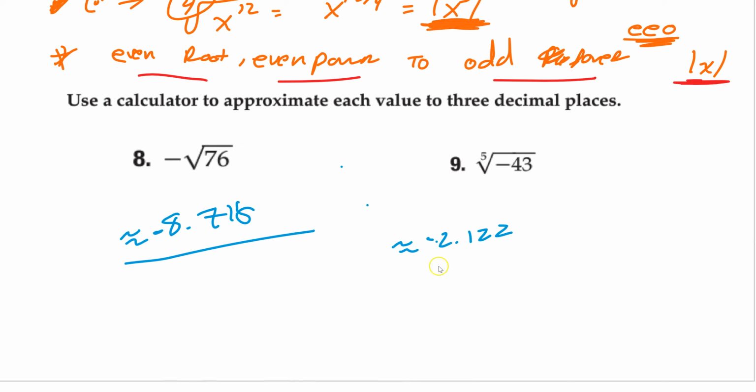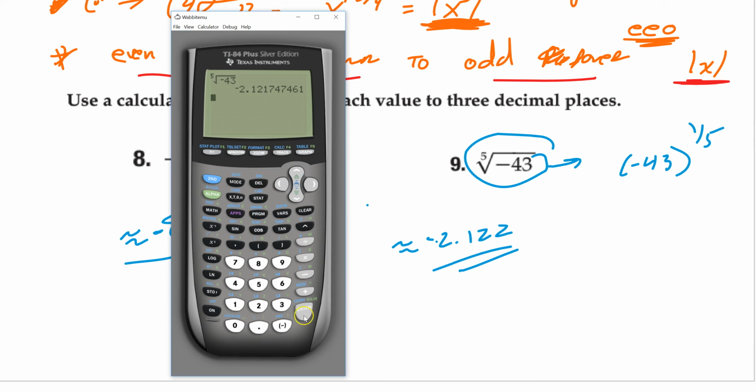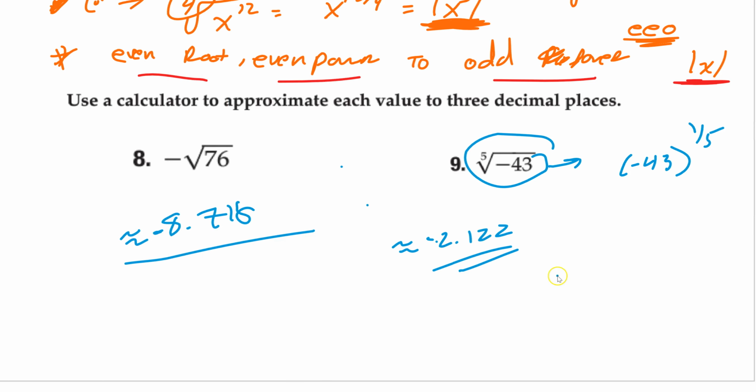Now that's one way to do it. I'm going to show you another way to do it also. You can rewrite this as negative 43 to the 1/5 power. So that's another way you can write it in your calculator. If you go parentheses, negative 43, close the parentheses, to the 1/5 power, it gives you the exact same answer. So there are 2 ways you can do it in your calculator.